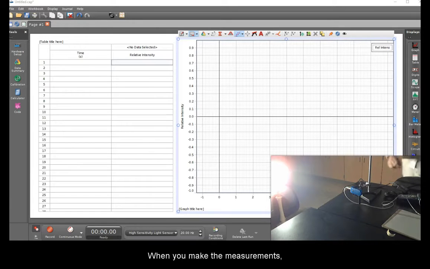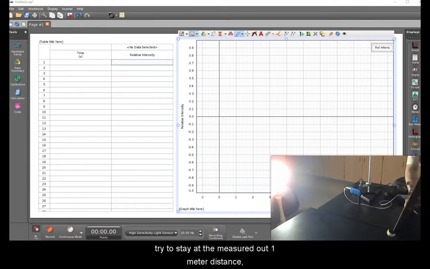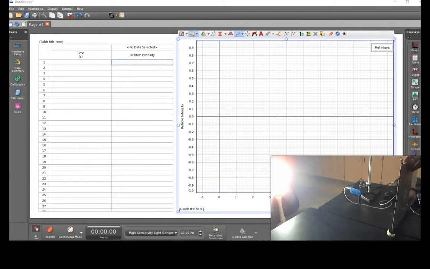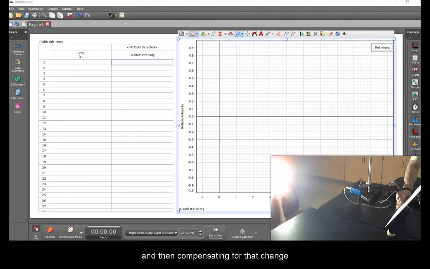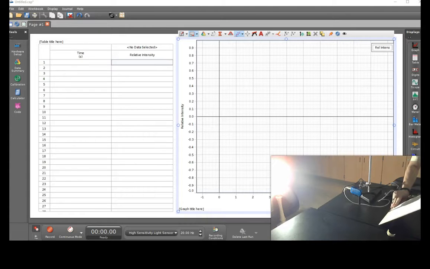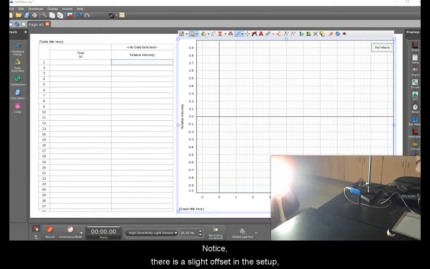When you make the measurements, try to stay at the measured out 1 meter distance and start the measurements with the target perpendicular to the incoming light before slowly altering it and then compensating for that change in distance. Notice there is a slight offset in the setup due to the fact that we don't want the light sensor itself to block the incoming light.